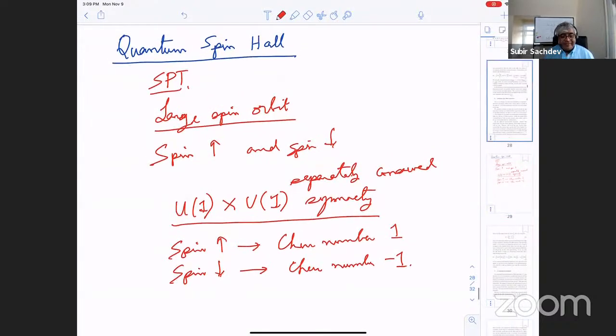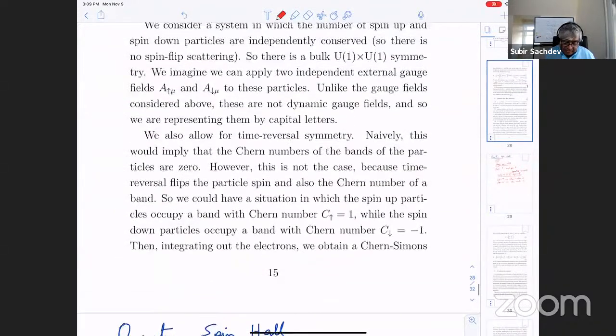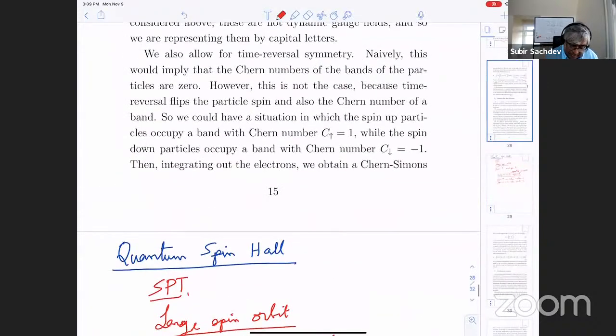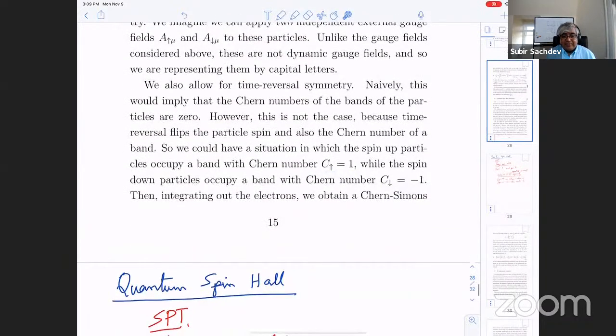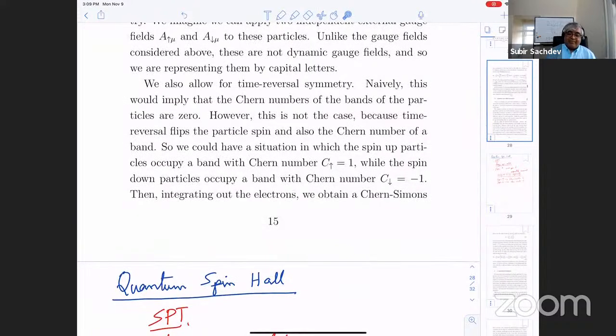And now, from everything you've learned, you can quickly deduce its properties. You have C up is +1 and C down is -1. And then we know that if you take these Chern bands, they're going to have edge states. Any band with a Chern number has an edge state. There'll be an edge state for the up spins, which maybe goes clockwise, whereas the edge state for the down spin goes anti-clockwise, because it has the opposite Chern number.